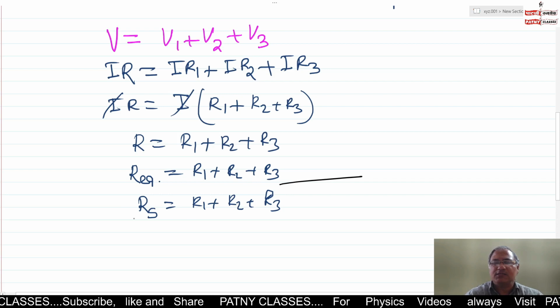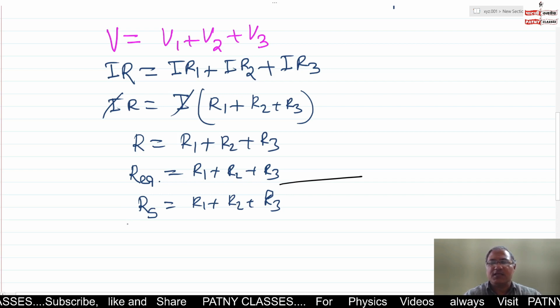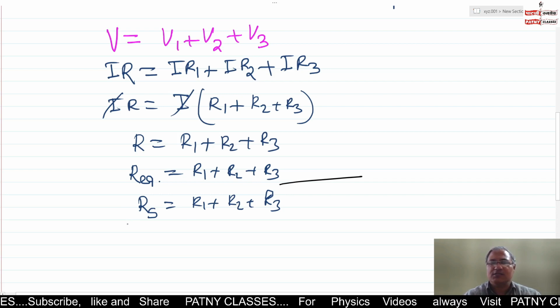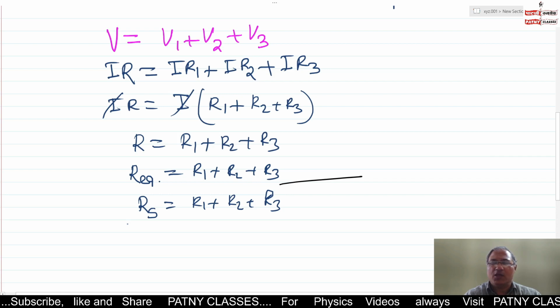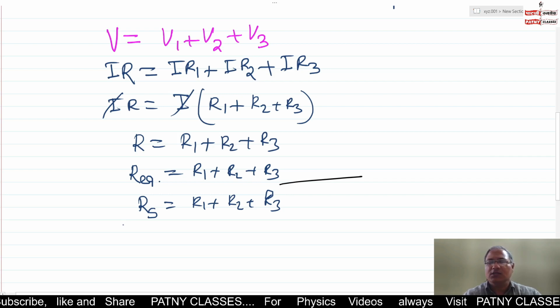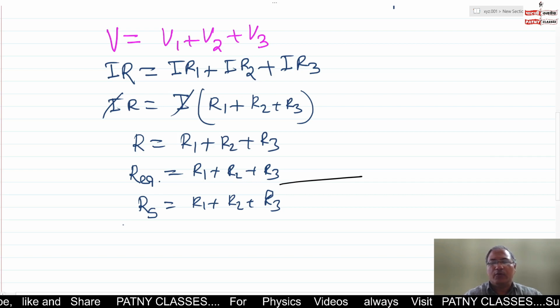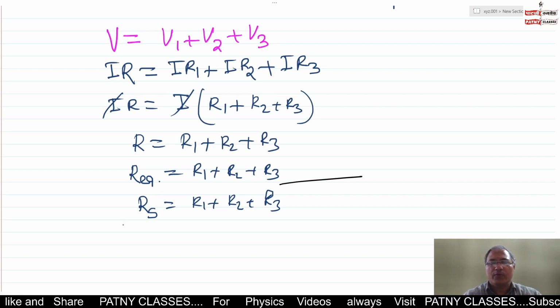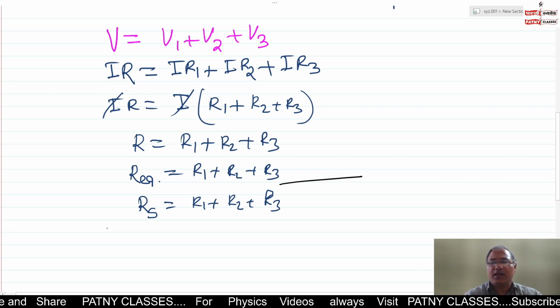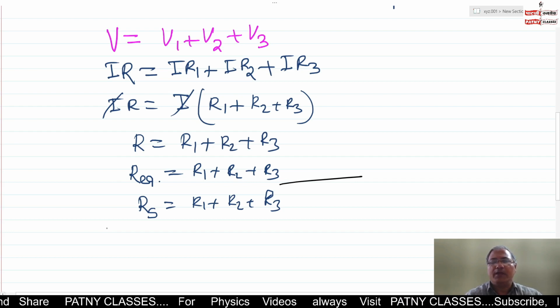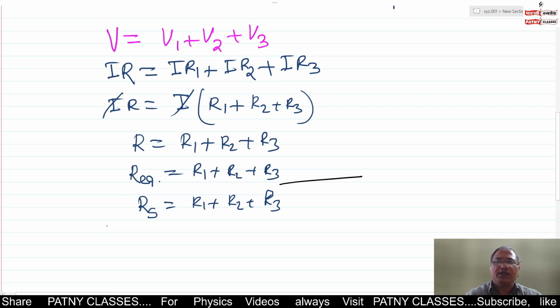The equivalent resistance is nothing but a single resistance which is obtained by removing all the small resistors and replacing all the resistance values by a single resistor. Then it is called the combined resistance or equivalent resistance.